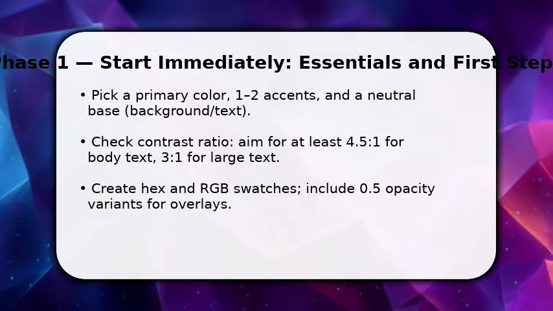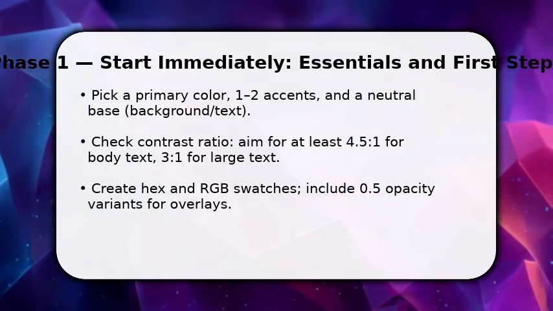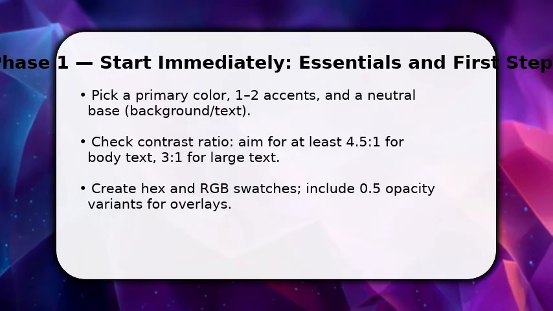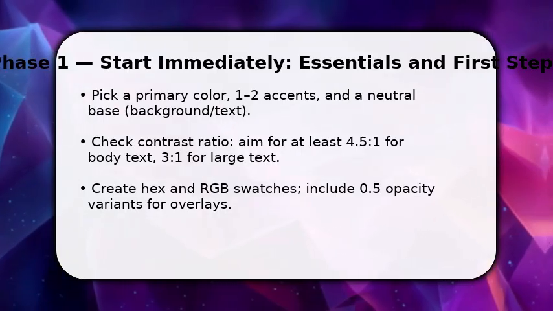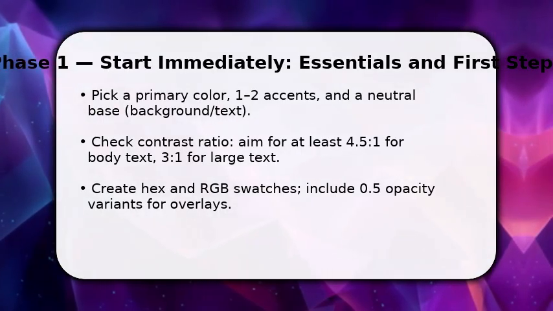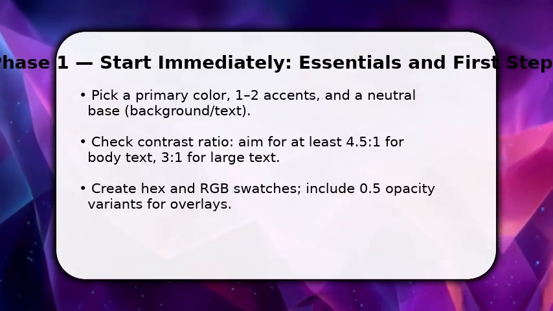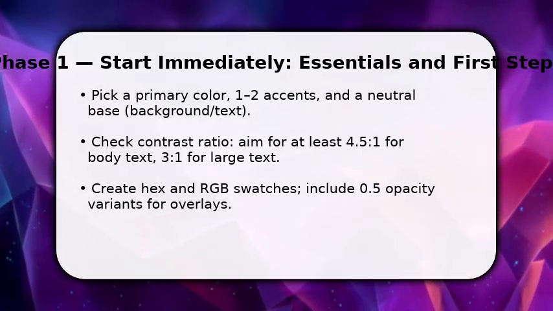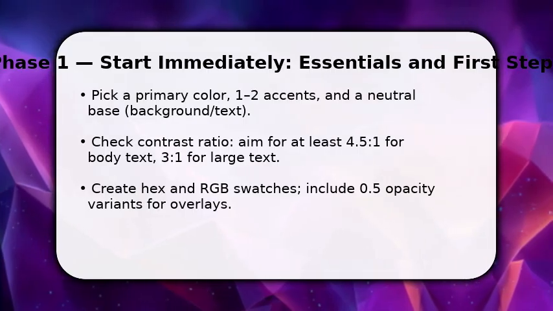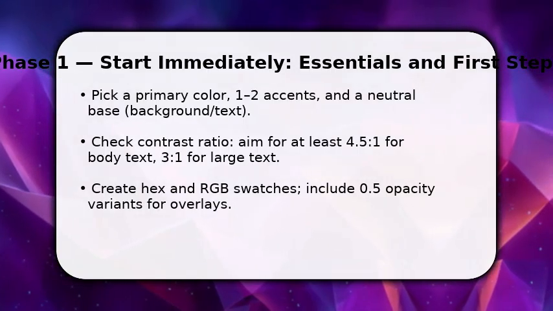Enjoy the video. You start by choosing a focused palette, one primary, one or two accents, plus neutrals. Explain why consistency builds recognition and reduces cognitive load. Once done, measure contrast ratios. Make sure to meet accessibility thresholds like 4.5:1 for normal text, and 3:1 for large headings.